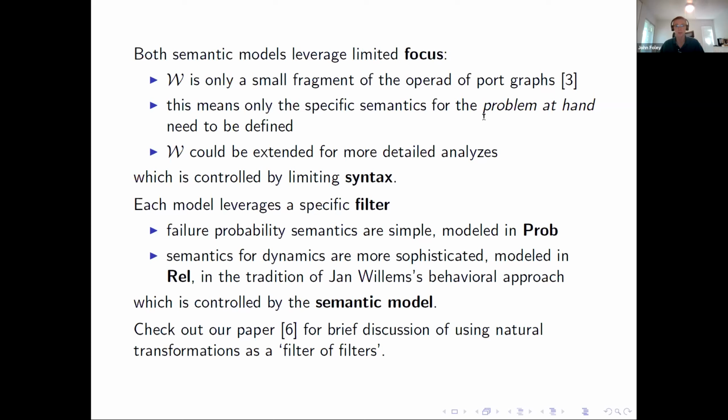And then additionally, each model leverages a specific filter. And so we saw these two different filters. And if you want to get more into this in the paper, they also talk briefly about using filters of filters, which are natural transformations, like this idea we saw earlier, where you were switching from continuous to a specific type of discrete dynamics. It's definitely that sort of idea.